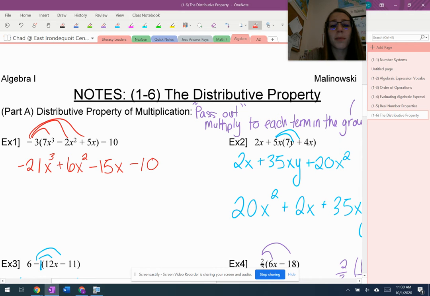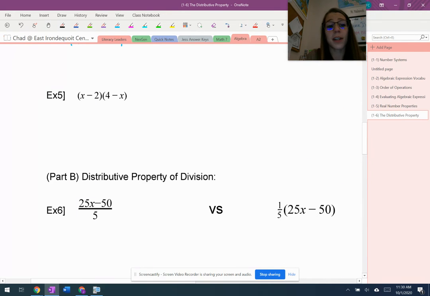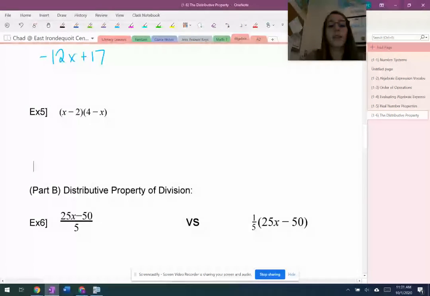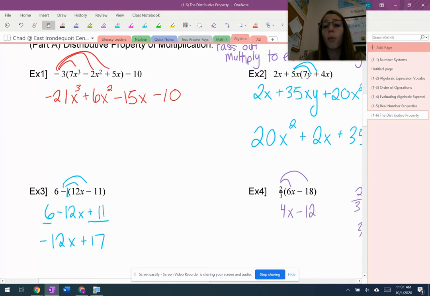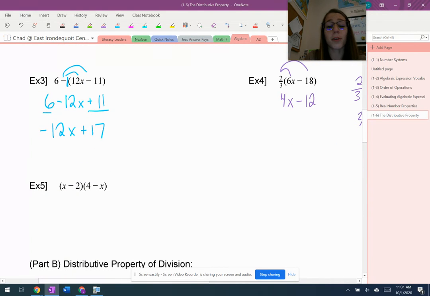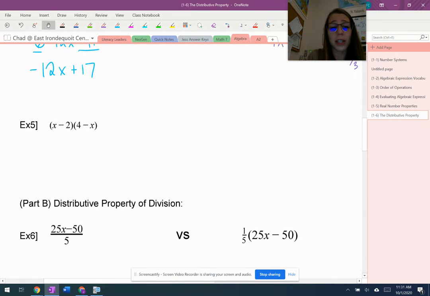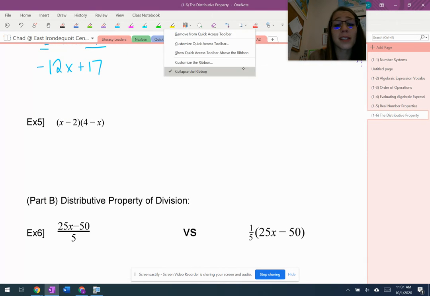Okay, so we're finishing up some notes for 1-6. We left off with this example 5 here. And I wanted to talk about this example 5 because it's a little different from all the other examples. Because in every other example, we were only distributing one piece to both things inside the parentheses. Here, we have two things that are outside of those parentheses that are grouped together in their own parentheses.